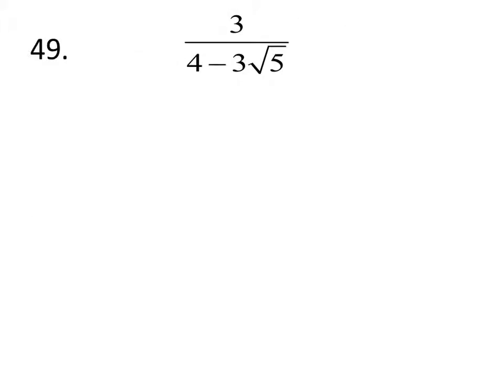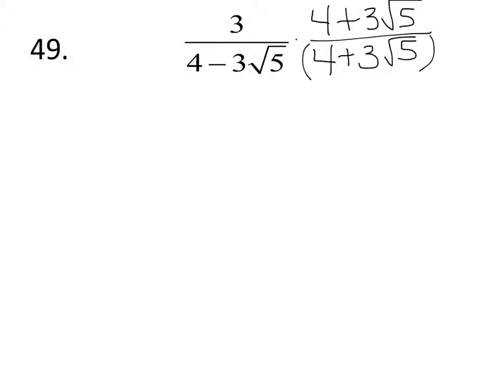Okay, 49, we have 3 over 4 minus 3 square root of 5. You have a radical in the denominator, which is not allowed, so you're going to multiply by the conjugate. Remember, the conjugate is the same as the denominator. You just change the operation. So it was minus, now you write plus.